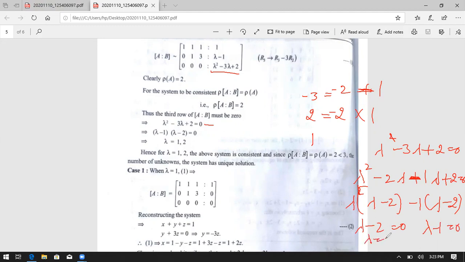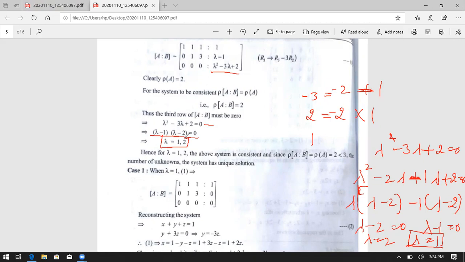Then lambda is equal to 2, minus 2 comes to this side, that is plus 2, and lambda is equal to 1. I write here lambda minus 1, lambda minus 2. Then lambda is equal to 1 and 2. What is the value of lambda? That is 1 and 2. Okay, next come to here. For lambda equal to 1 and 2, the above system is consistent.